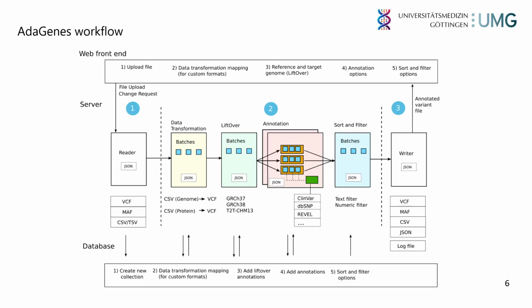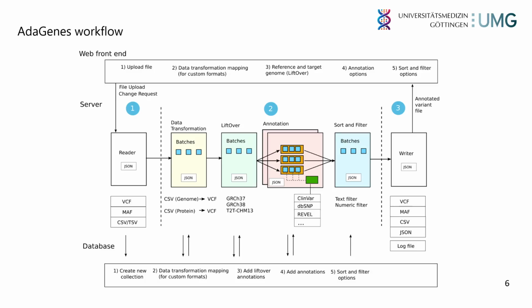And here you can see the architecture of AdaGenes. The tool can be used as a standalone Python package from the command line or as a web application combined with a NoSQL database. The web frontend is implemented using Vue.js, while the server is a Flask service using Python. AdaGenes supports several data input formats, including VCF, MAF, or custom CSV files. In case your data is in a different format than VCF or MAF, AdaGenes can actually transform variant data into VCF. In addition, it supports liftover between reference genomes.